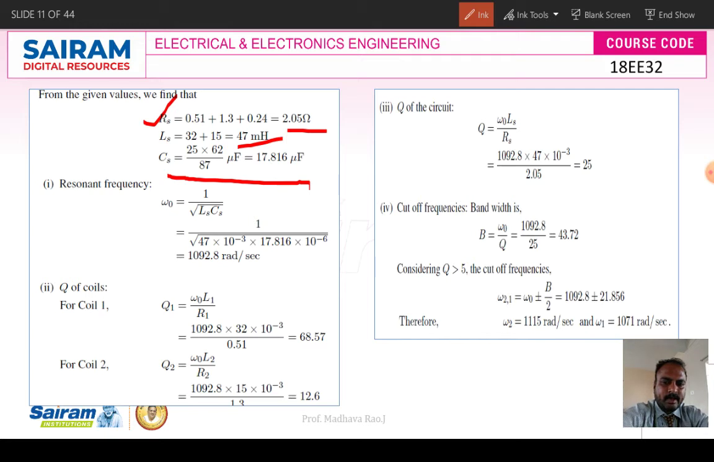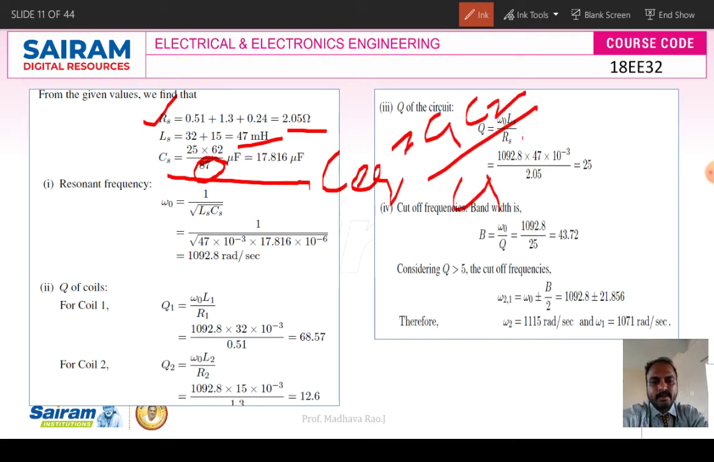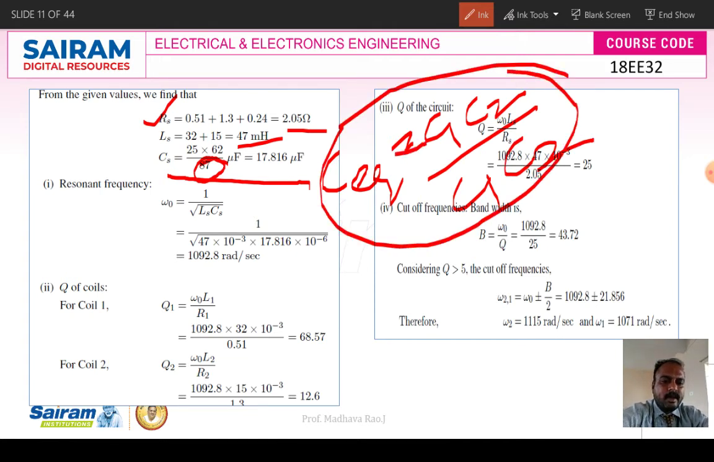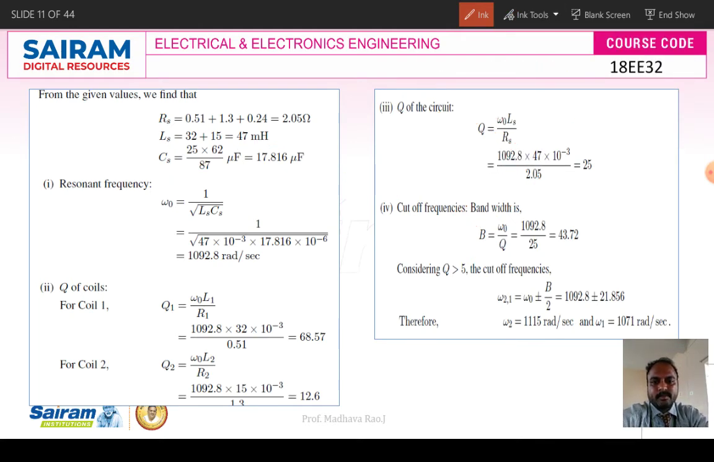So it will be R1 into R2 by R1 plus R2. Capacitors in parallel we have to treat like resistors in the parallel formula. So here C1 into C2 by C1 plus C2, that is 25 into 62 by 87, since 25 plus 62 gives 87. This is the formula when capacitors are connected in series, and we have to remember it to do this problem.